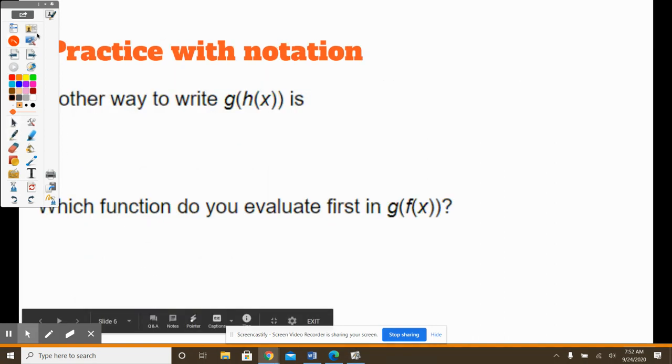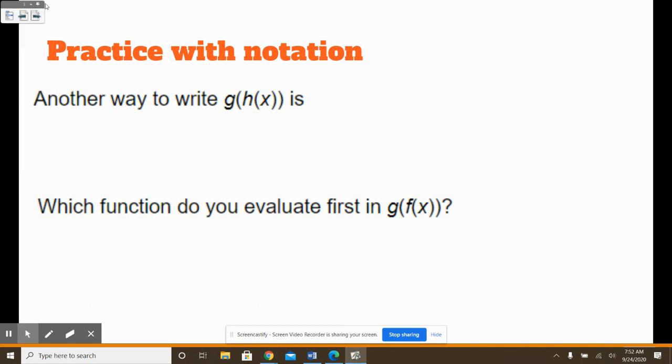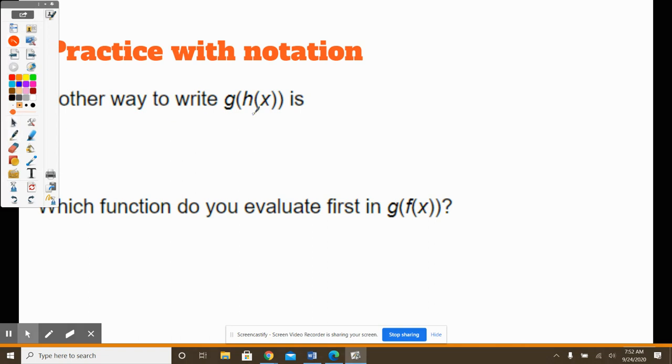Okay, so let's practice with this notation. How else can we write G of H of X? So what happens first? H of X is happening first. So G is following H. So you can write G of H of X. You can put the X afterwards. I don't think I did that earlier.